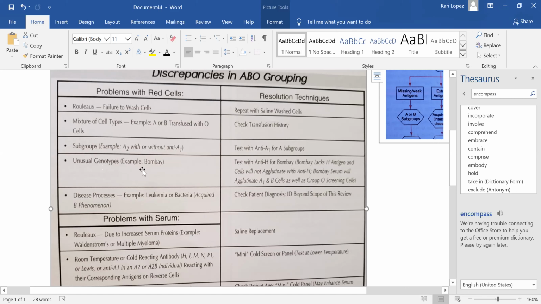Unusual genotypes like Bombay, you can test with anti-H. And then if it lacks the H antigen, then you know that they're probably Bombay. And the cells will not agglutinate with anti-H because the Bombay serum will agglutinate with A1 and B cells as well as group O screening cells.